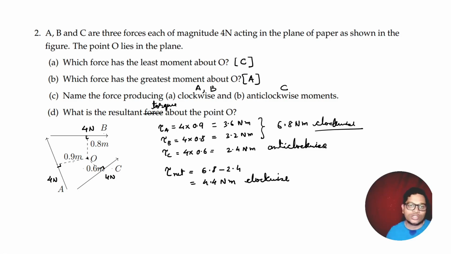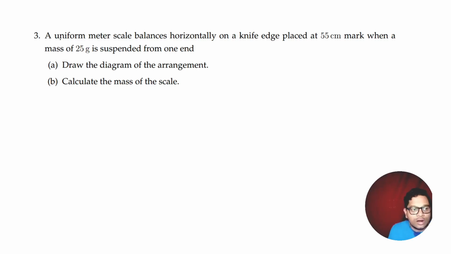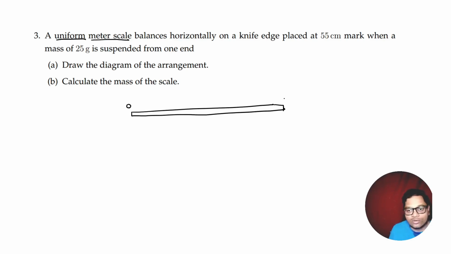Okay, so this was the second question. Let's move to the next one. In this question, be careful about these words: uniform meter scale. If I have a scale which is a meter scale, this is 0 and this is 100 centimeter, and this is a uniform scale. That means the weight of the scale will act at the 50 centimeter mark. Now there is a knife edge placed at 55, so obviously the scale will not be balanced and the scale is going to topple that way.